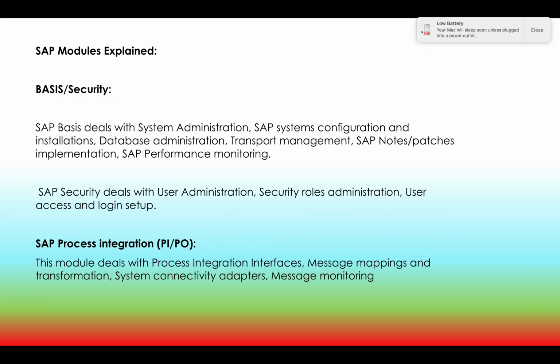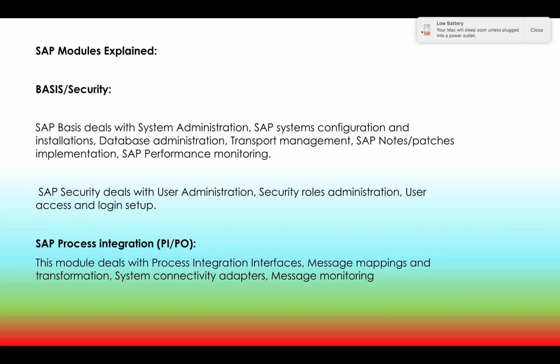Okay. Now, next, basis and security. Some small companies consider basis and security the same team, and they use one department for both modules. But some big companies have two departments, one for basis and one for security. SAP basis deals with system administration, SAP system configurations and installations, database administration, transport management, SAP notes patches implementation, SAP kernel upgrades, and SAP performance monitoring. These are the main components for basis. And SAP security deals with user administration, providing user access, providing user logins, security roles creation, roles assignment. All these things come under SAP security.